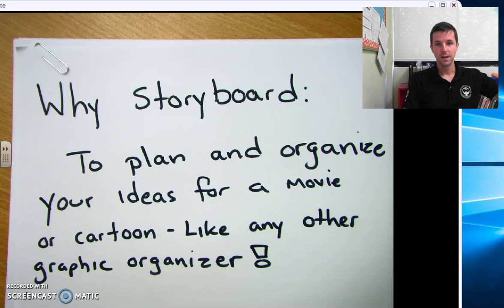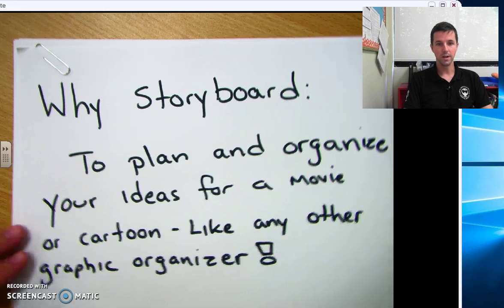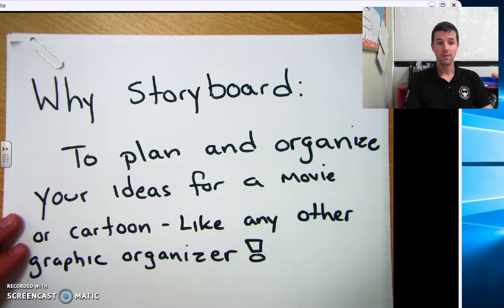All right, now why are we going to storyboard in this class? Why people do it in general is to plan and organize your ideas, again, for a movie or in this case for a cartoon. Storyboards are pretty much like any other graphic organizer, where you get to visualize your story. You get to see it come out from beginning, middle, and end. What's fun though about storyboarding is it also involves sketching and drawing.